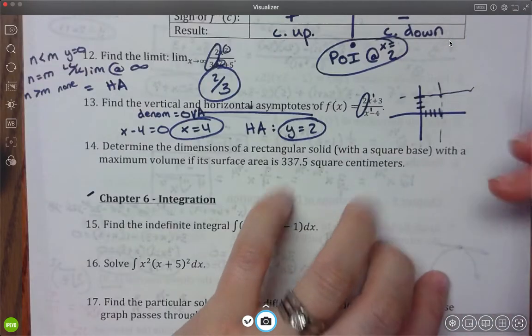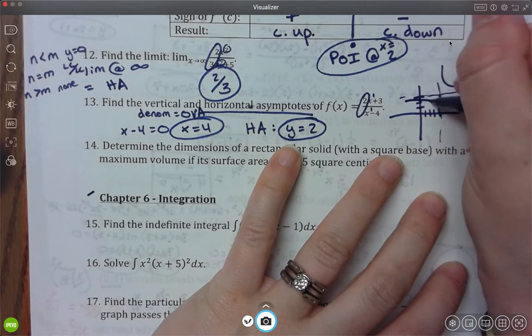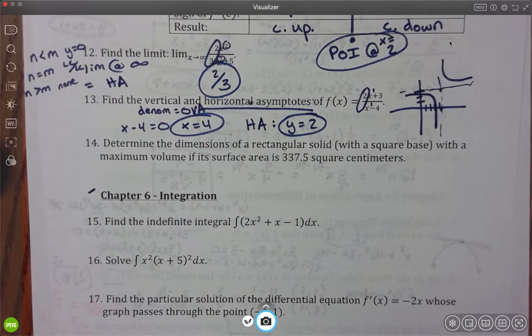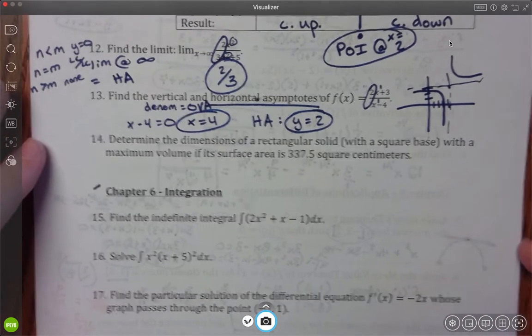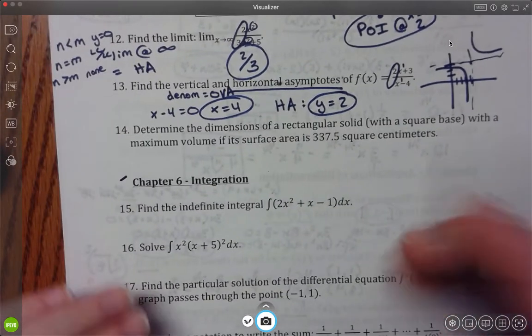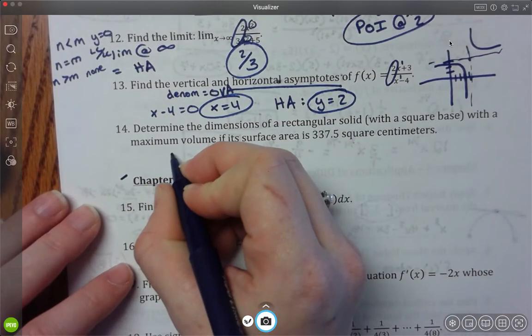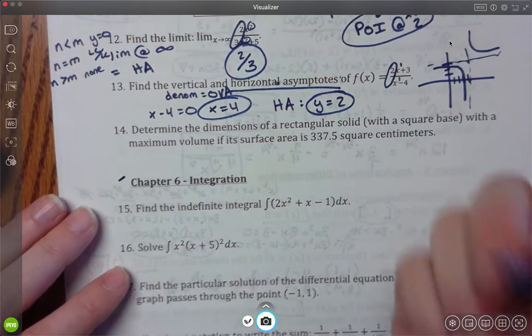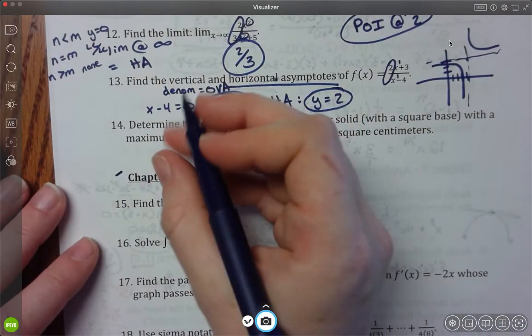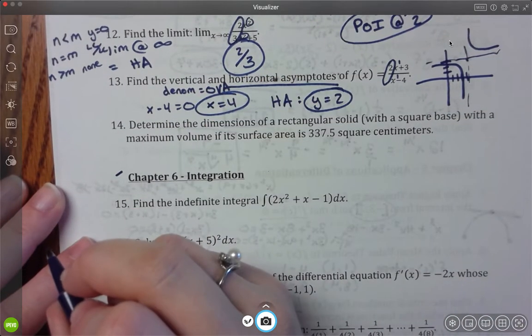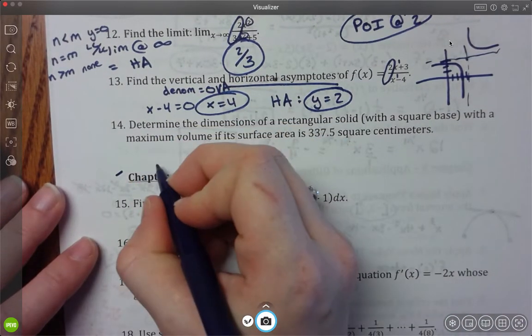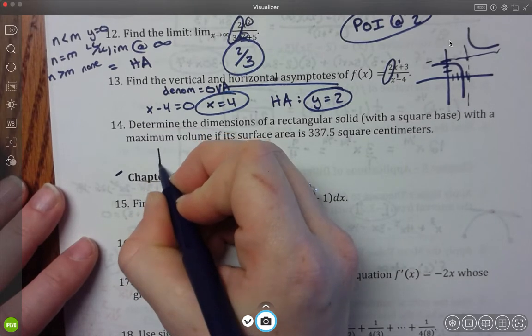It'll probably be like a boomerang equation that looks like this, where my vertical and horizontal asymptotes are those guys. Okay, last one. Determine the dimensions of a rectangular solid with a square base and maximum volume. So, the volume of a rectangular solid with a square base. Let's do that first.